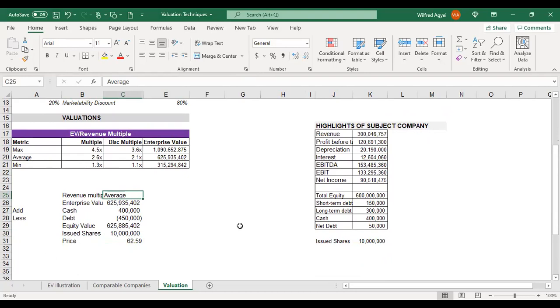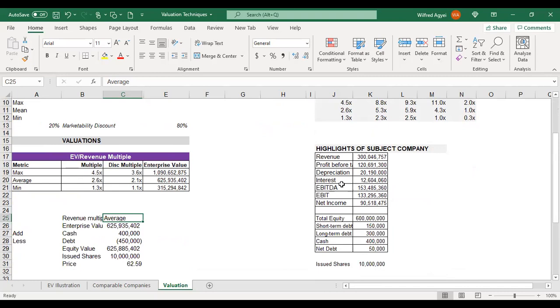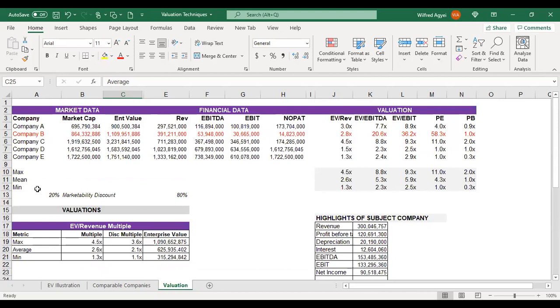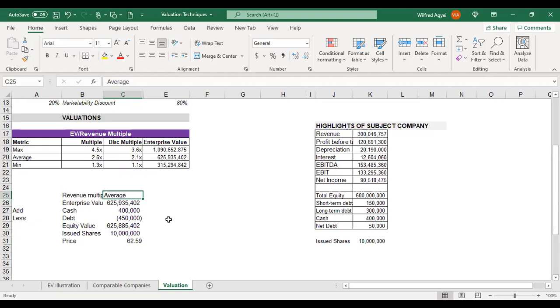And after that, you repeat the same process for all of these line items: profit before tax, EBITDA, and EBIT. So you pick, for instance, the EV to EBITDA multiple, and then you repeat the same process. If you come here, the multiple of EV to EBITDA is say 8.8 times, that's the maximum. You multiply it by EBITDA, you do the same for the mean, and then for the minimum. That is also going to help you derive a number of valuation figures, and then based on that, you would also determine the share price.